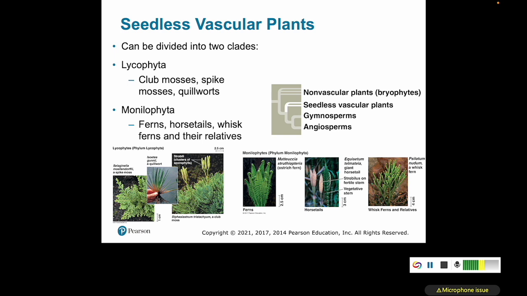Our seedless vascular plants can be divided into two clades, the lycophytes and the monilophytes. And sometimes some of this is a little bit debated. So this is how your book talks about it, so this is how we're going to talk about it. Lycophytes are club mosses, spike mosses, and quillworts. Monilophytes are ferns, horsetails, and whisk ferns.